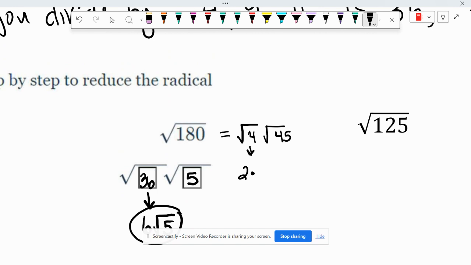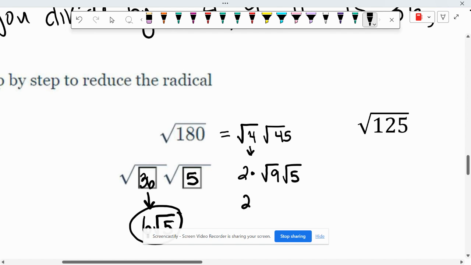So let's look at our next perfect square. What's the next perfect square after 4? Let's see. 2 times 2 is 4. What's the next perfect square? 3 times 3 is what? Is 45 divisible by 9? Yeah. The square root of 45 is the same thing as the square root of 9 times the square root of 5.